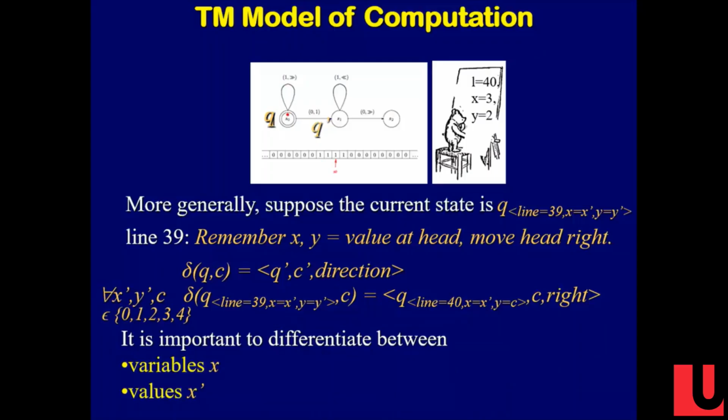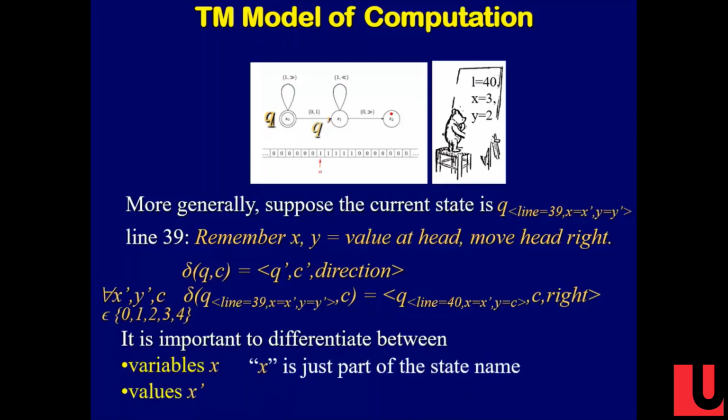Everybody good? Now, let's look at the difference between x and x prime. They have very different natures. X equals is actually part of the name of the state. If you look at the name of the state, it actually has the characters x equal. But the x prime is a value that's one of these. So these are variables and these are values.